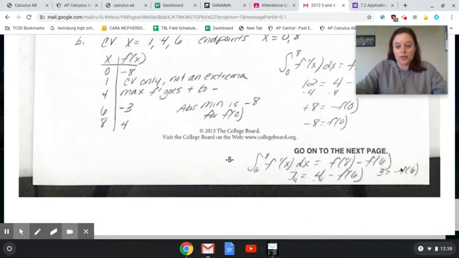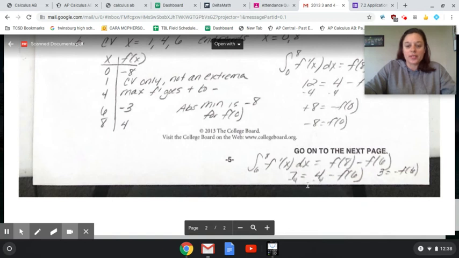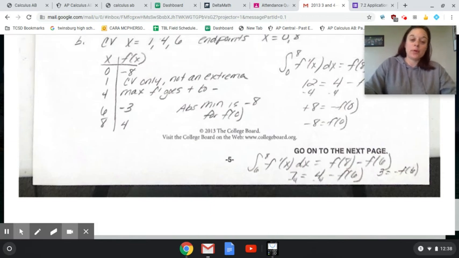Let me move myself a little bit higher here. So I'm going to subtract 4 from both sides, divide by a negative 1. I get negative 3. Now, it wants the absolute minimum, which is the lowest y value. They're actually referring to the y value when they ask for a minimum or a maximum. So my absolute minimum, my answer I kind of wrote in the middle, is negative 8, and that happens at f of 0. That happens at x equals 0.